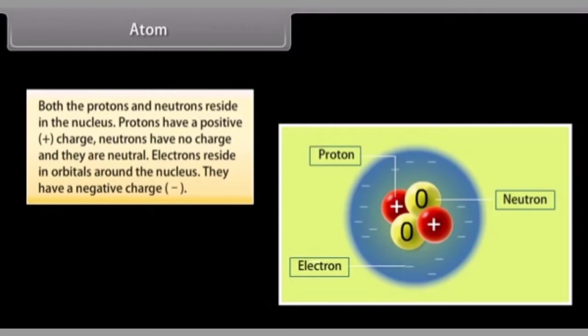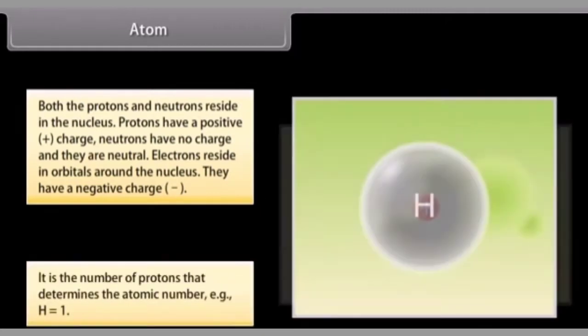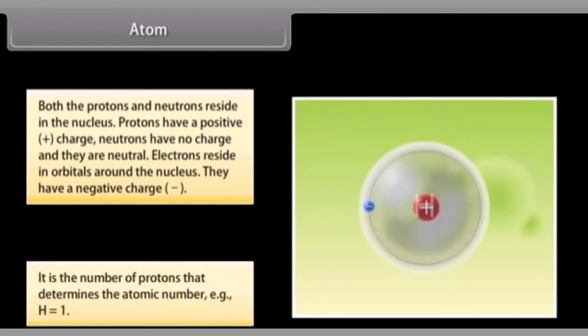It is the number of protons that determines the atomic number. Example, H equal to 1.